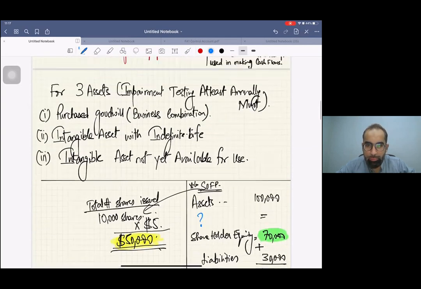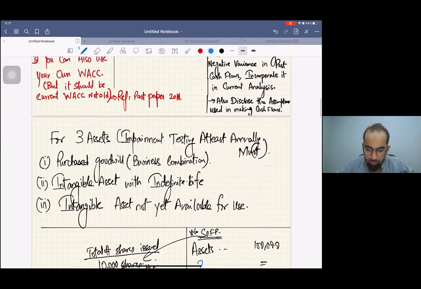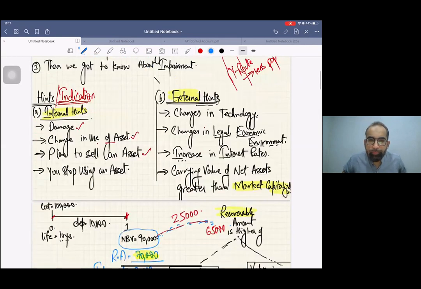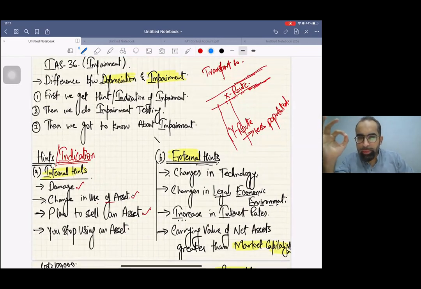Okay, please have a look. Whatever we have studied till now is the basics. We discussed the difference between depreciation and impairment. Then I told you that we never book impairment directly. First, we get the hint or indication of impairment. Whenever we get a hint or indication of impairment, we do impairment testing, an impairment review.